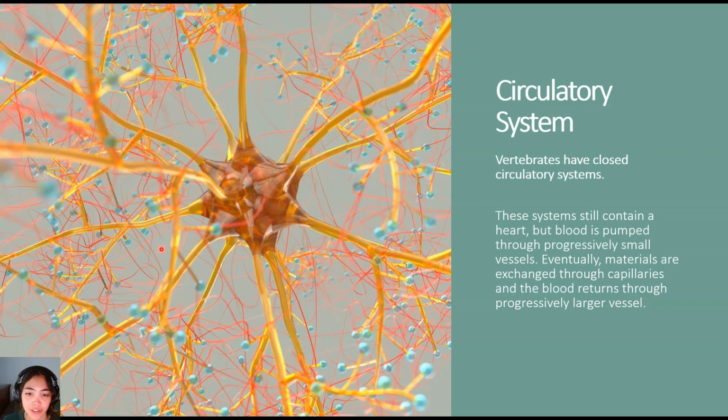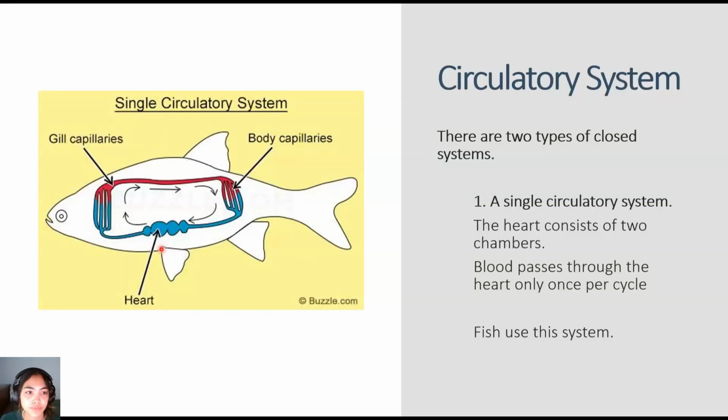Vertebrates, on the other hand, so organisms like us, we have closed circulatory systems. So they contain a heart, but blood is pumped through progressively smaller vessels. So eventually materials are exchanged through capillaries, right? Capillaries are 1 cell thick, so it allows for that easy exchange of waste, nutrients, blood, materials, all of that stuff. And then, of course, the blood returns back to the heart through progressively larger vessels.